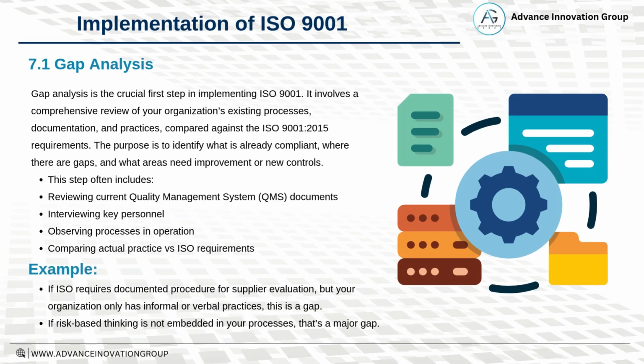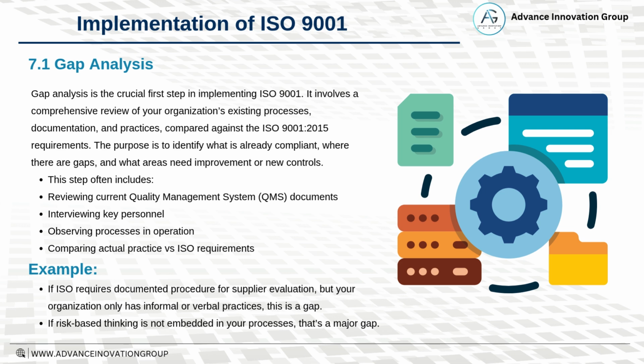7.1 Gap Analysis. Gap analysis is the very first and one of the most important steps when implementing ISO 9001. It involves thoroughly reviewing your organization's current processes, documents, and practices to see how they compare with the requirements of ISO 9001:2015. The goal is to find out what you are already doing well, where there are gaps, and what needs to be improved or added.